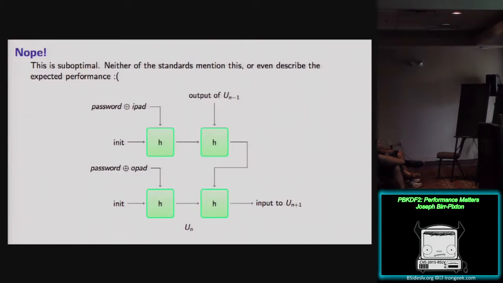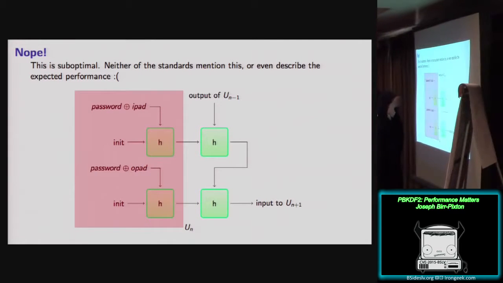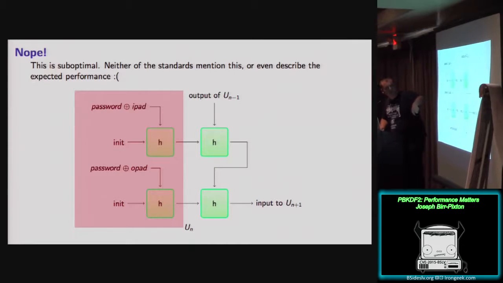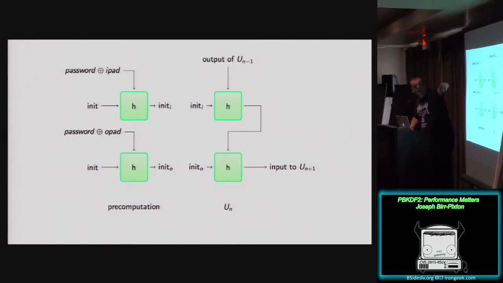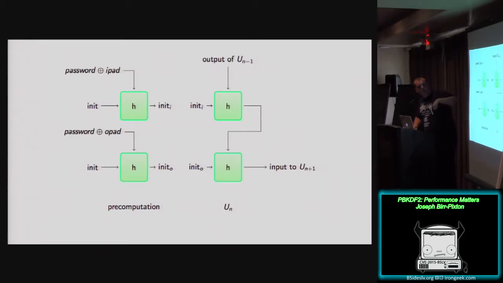There is one paper from a long time ago which points this out in passing. There doesn't seem to be a lot of documentation otherwise that tells people that they should be paying attention to this. The problem is that these two compression function applications don't have any data dependency to the others, and therefore what you do is you do those two first as a pre-computation, and then per iteration you only need to do these two.